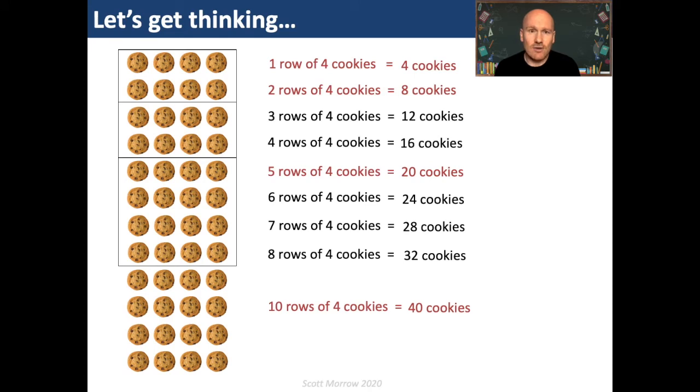What about 9 rows of 4? Well, for 9 rows of 4, I can see that that's 1 row less than 10 rows of 4.